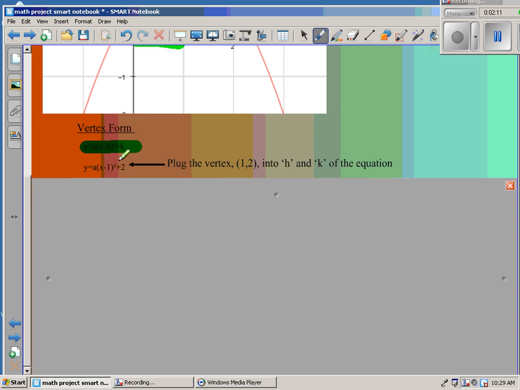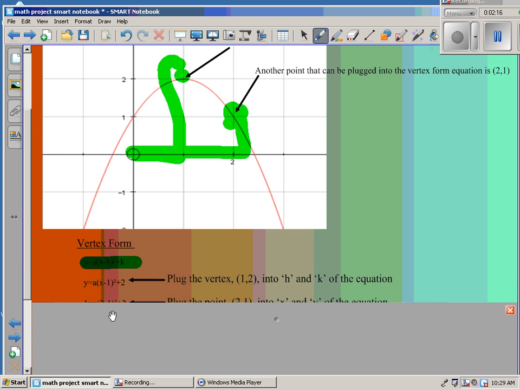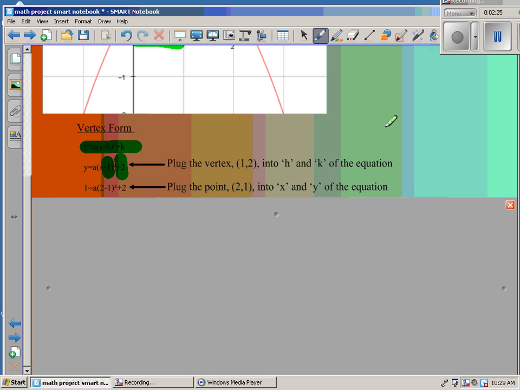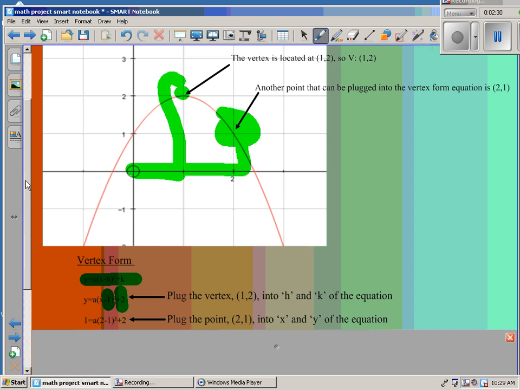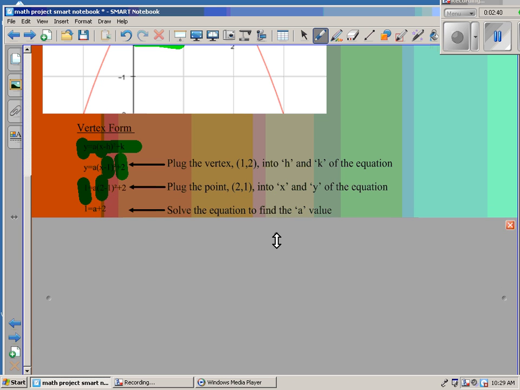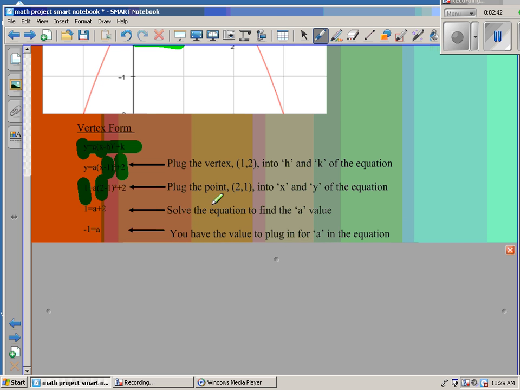So for this equation, we plug in the vertex, which we know is (1, 2), from right up here. And you plug that into h and k of the equation. So h is 1 and k is 2. Then you're going to plug in the point (2, 1) that we found. That's another point right here. And we're going to plug it into the x and y of the equation. x is here, y is here. You want to solve this equation to find a, and a equals negative 1. So you should get negative 1 equals a.